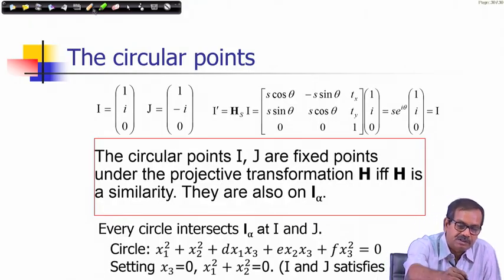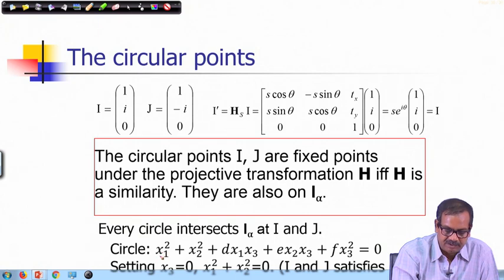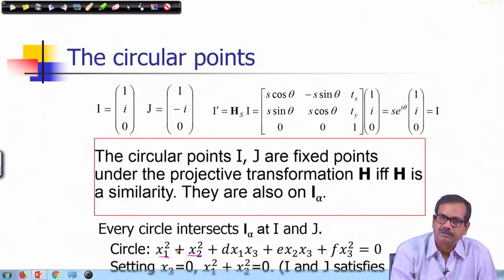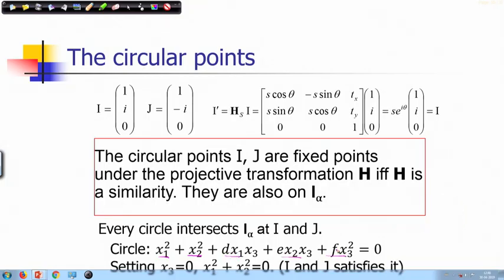So, this is a representation of a circle. You can see that the coefficients of x1 square and x2 square remain the same. In this case, we have normalized it with respect to those coefficients. So, these are the parameters for a circle. You require only 3 parameters d, e, f, and that is the representation of the circle.